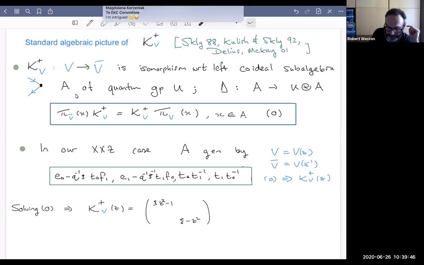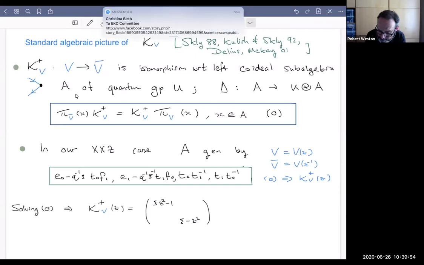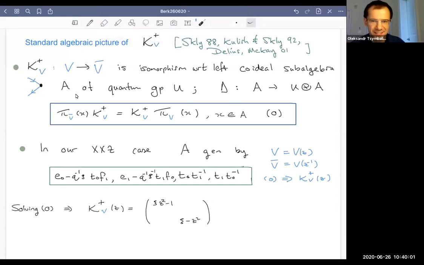So there is an explicit construction of coideal subalgebras and associated K-matrices, and the most complete version of that is in a paper by my collaborator, Bart Vlaar. They did a classification of coideal subalgebras using Satake diagrams. Okay.